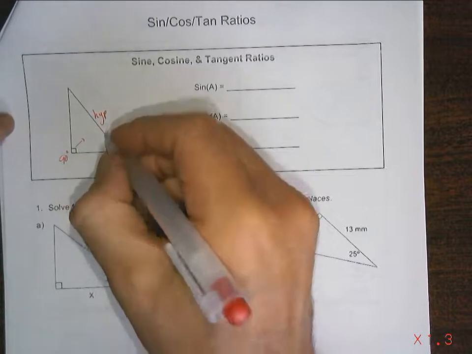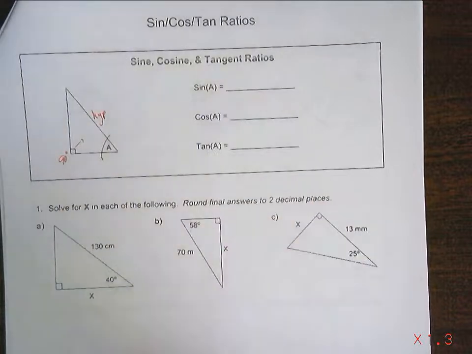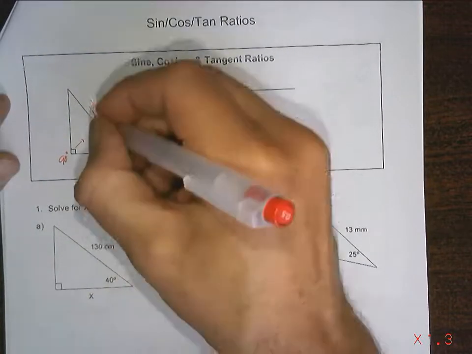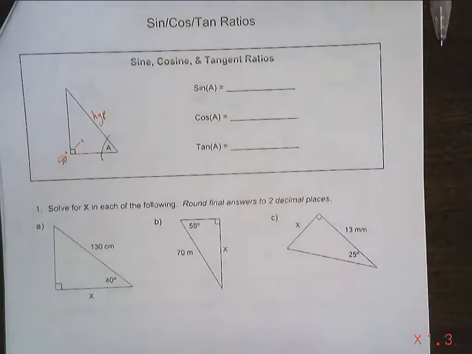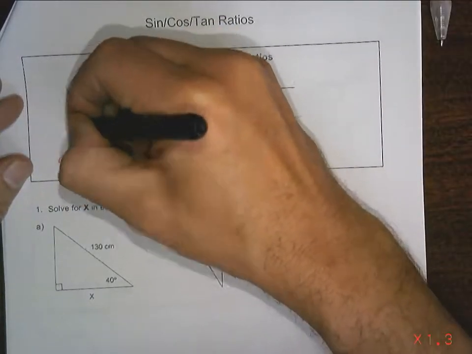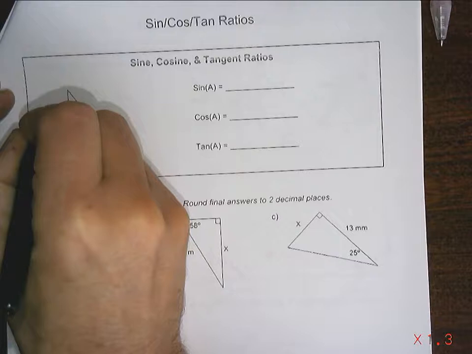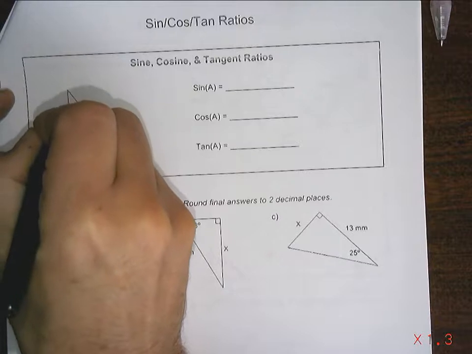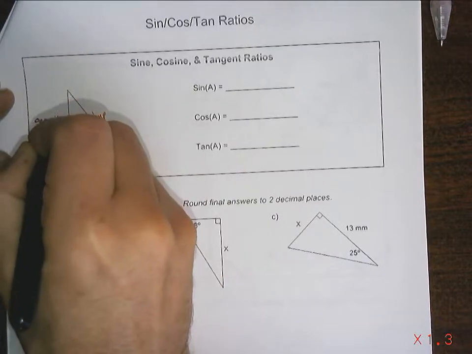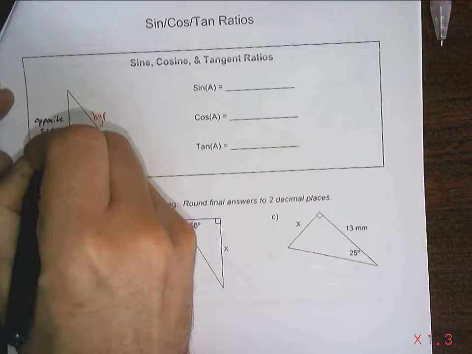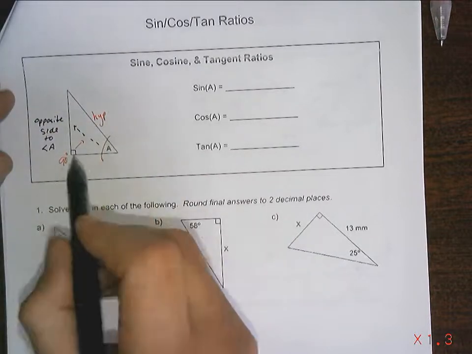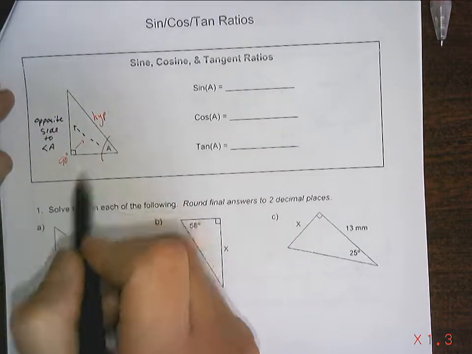Now I'm going to have an angle here. I'm going to call this angle A. And everything that I do from here on in is in reference to angle A. So from angle A, we have a side that is directly opposite to angle A. That's the symbol for angle. So this side, this is the opposite side to angle A.